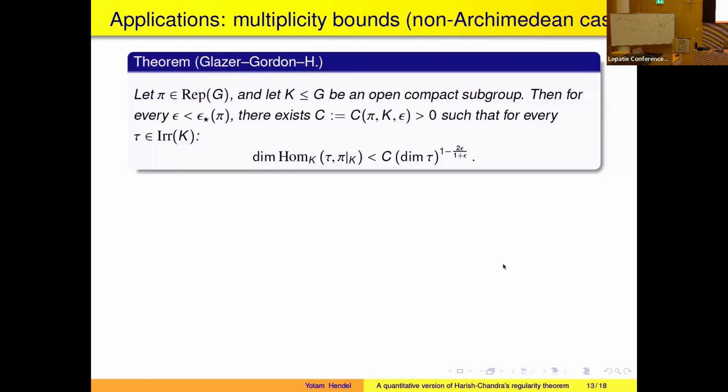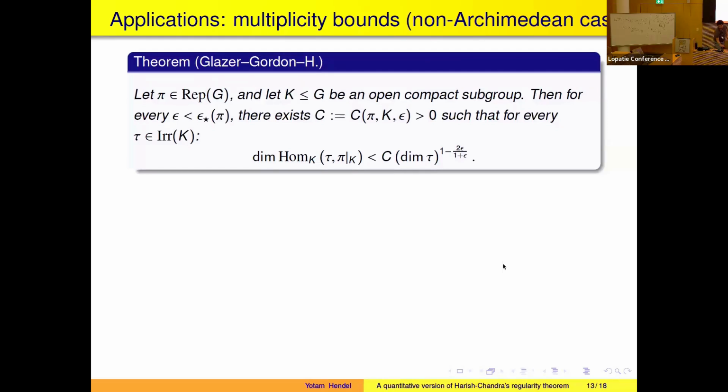then if I take some number epsilon smaller than my epsilon star of pi, I have some constant depending on the representation pi, on the open compact K, and on epsilon, such that if I take any irreducible representation tau of K, the multiplicity of tau in the restriction of pi to K is smaller than this constant times the dimension of tau to the power of 1 minus 2 epsilon over 1 plus epsilon.